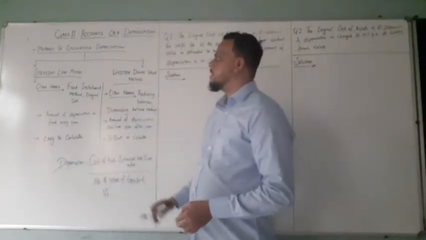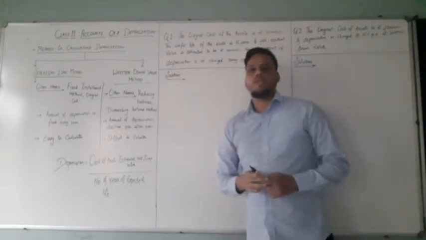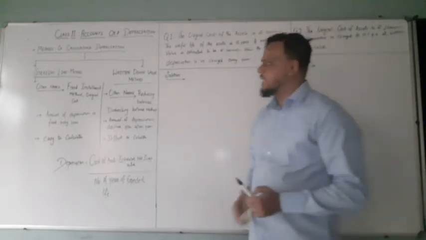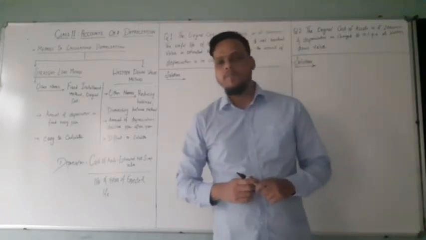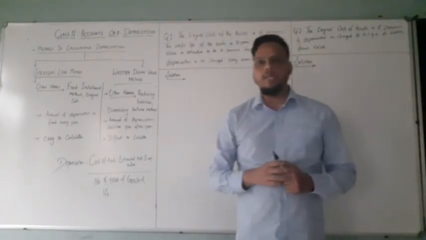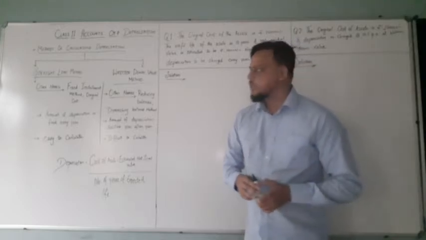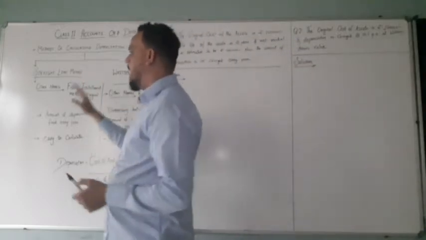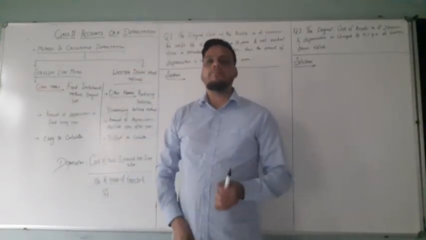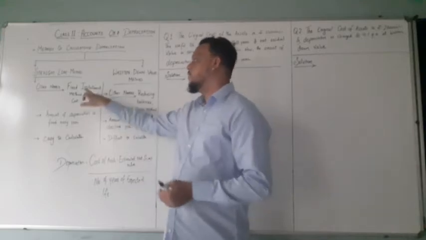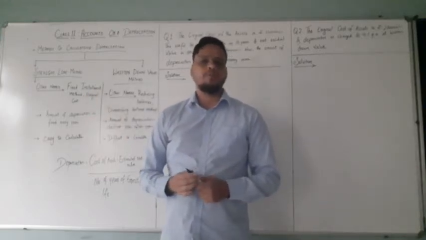The first topic is the methods of depreciation. There are two different methods of calculating depreciation. One is the straight line method and the other is the written down value method. Both methods are different and have different features. So let's begin with the straight line method. The straight line method can also be known as the fixed installment method or original cost method.